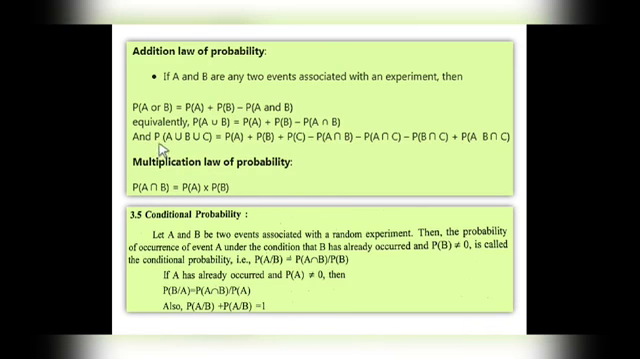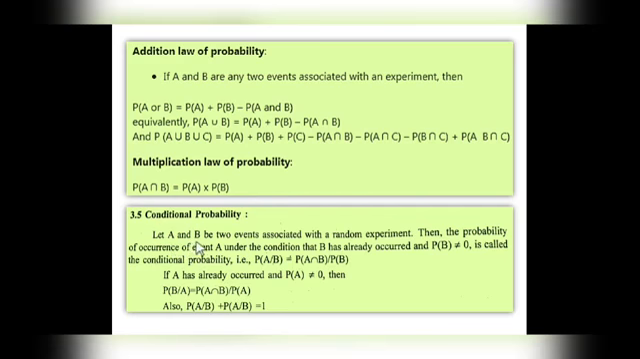And if there are three events, P(A union B union C), then it is P(A) plus P(B) plus P(C) minus P(A intersection B) minus P(A intersection C) minus P(B intersection C) plus P(A intersection B intersection C). Multiplication law of probability. P(A intersection B) is equal to P(A) into P(B).